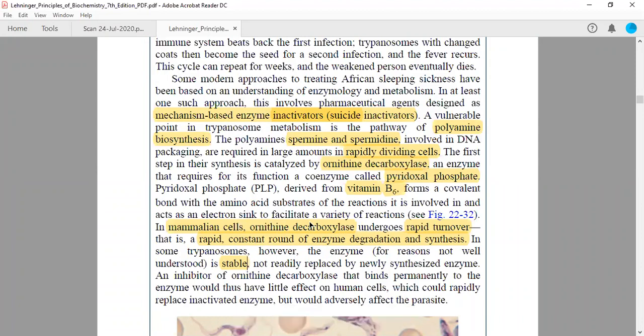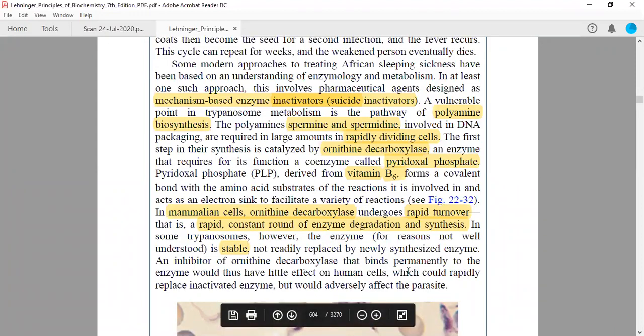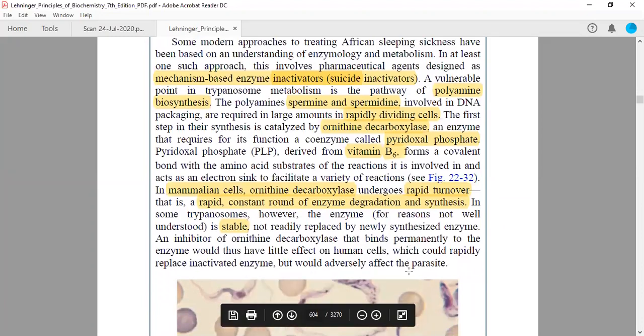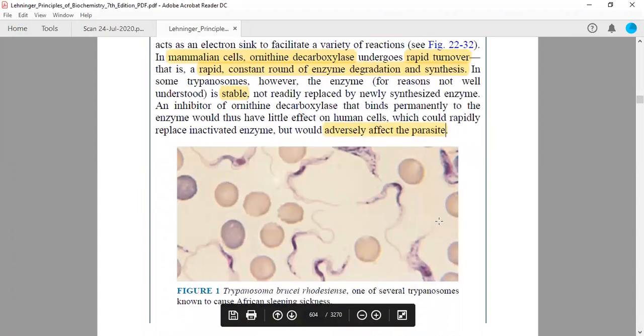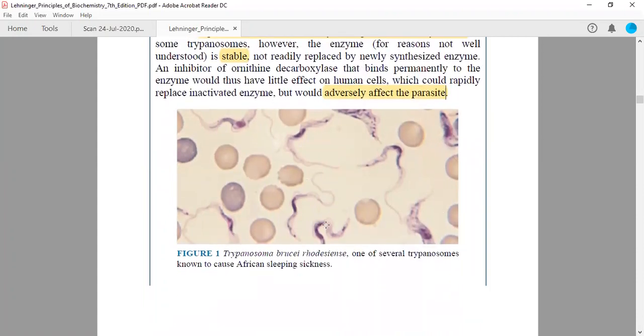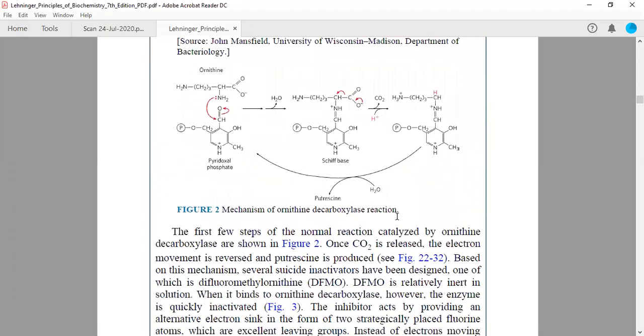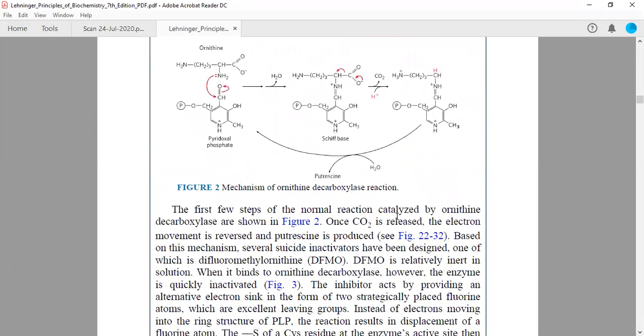So first of all, you need to remember the name of the enzyme. Ornithine decarboxylase is the targeted enzyme, and it will undergo mechanism-based inhibition, or suicide inhibition. Therefore, it will adversely affect the parasite. These are the parasites shown here, the trypanosomes. Here is the reaction.